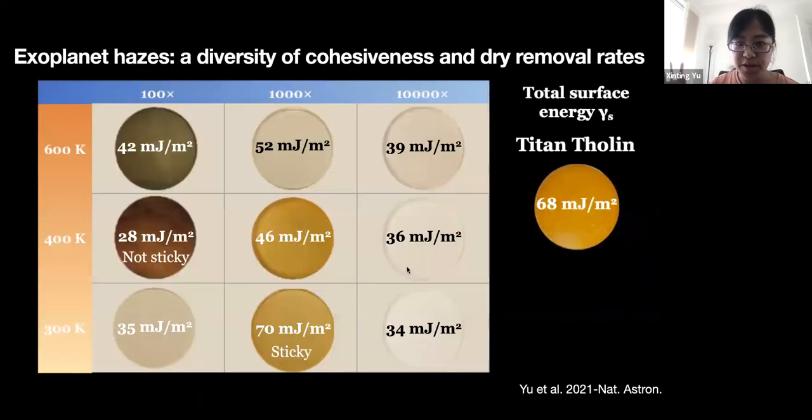All right, so let's look at the data for exoplanets. So you're seeing a lot of different numbers, and that's good. You're seeing numbers as low as 28, as high as 70, okay? So that indicates a diversity of cohesiveness. So 28 is really low, actually, thinking about something like Teflon or some plastics that are not really adhesive, so they're not really sticky. Well, 70 is relatively high, so they're pretty sticky. So at first glance, we're producing particles with a diversity of cohesiveness, and that will lead to a range of dry removal rates.